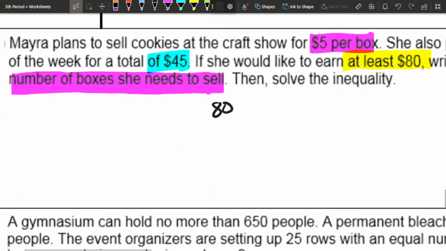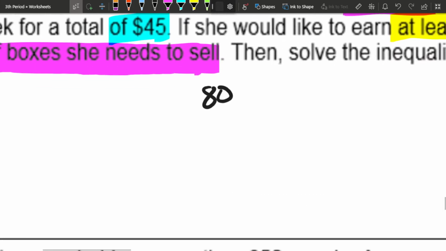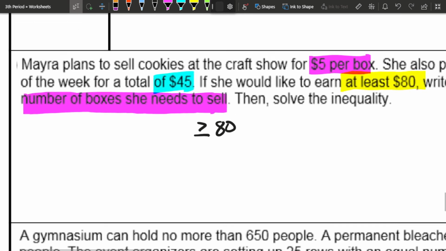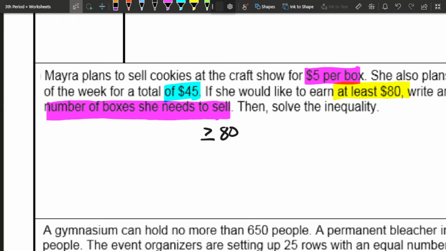At least. Can she make more than 80? Of course she can. So we're going to use this inequality sign, more than or equal to 80, because if she makes less, she won't be happy. Now, what do we know that she's doing? How much is she going to get for babysitting? 45. And then how much per box? 5b, right? $5 per box. What are we going to do with those two? Add them or subtract them? Add them. Very good.